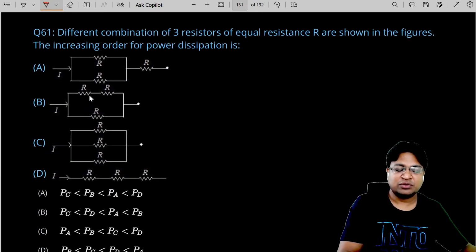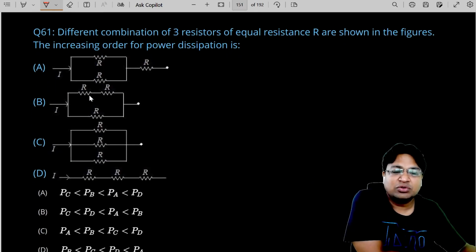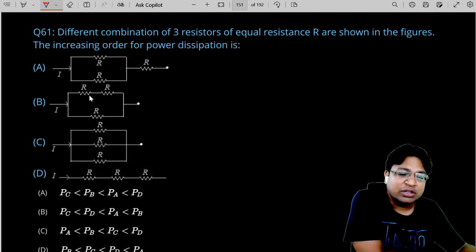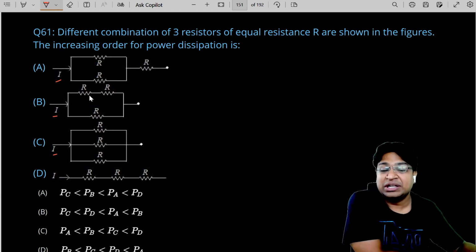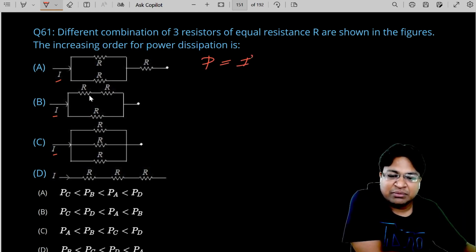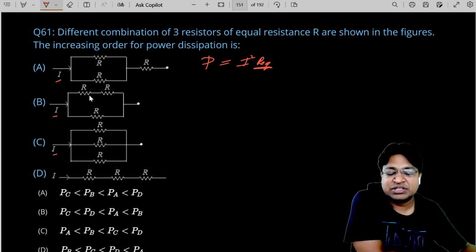Okay, next we go to this question. Now, this question says that we have been given 4 combinations of resistors and we want to arrange them in increasing order of power dissipation. Keep this in mind, guys: in all the 4 figures, the same current is passing through the combination, coming through the lead wire. So we are going to rely on this formula: the power can be written as I squared R. We are trying to find in which case we will have the maximum R equivalent and in which case the minimum.